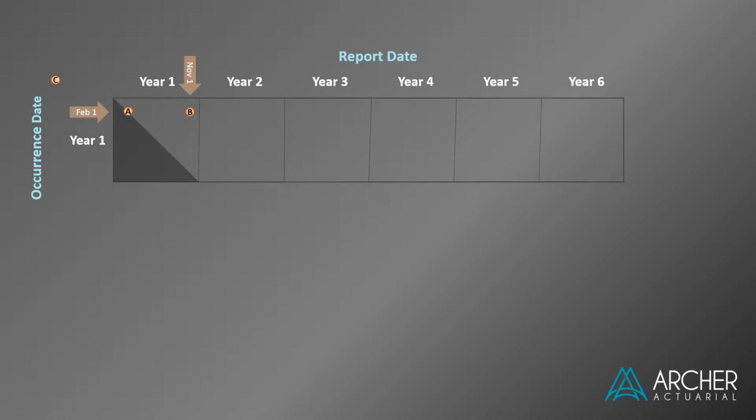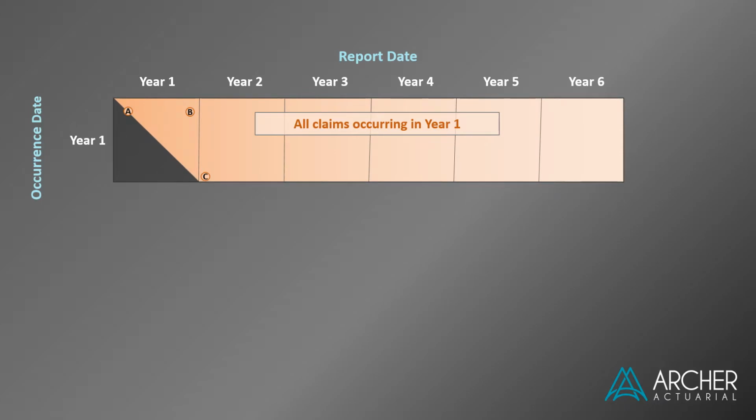Lastly, Claim C occurs on December 15th of the policy year and is reported 1.5 months later on February 1st of the following year. These examples show how 3 different claims would be plotted on the diagram. In theory, a claim could be located anywhere in the orange shaded region. This area represents any claim that occurs in the policy year. Theoretically, this region extends to the right indefinitely. This area also happens to correspond to the coverage provided by an occurrence policy for this year.